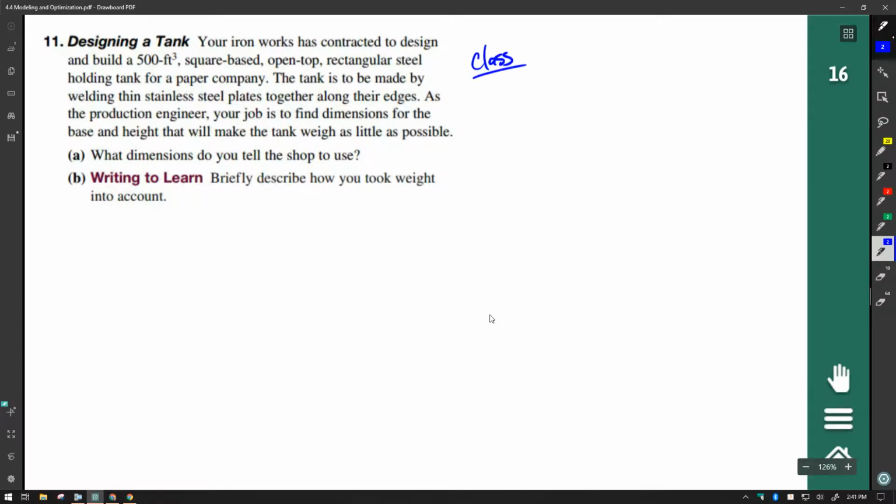So join us live on Google Meet or come see us live here at Heron High School, and we're going to work this design a tank problem together.